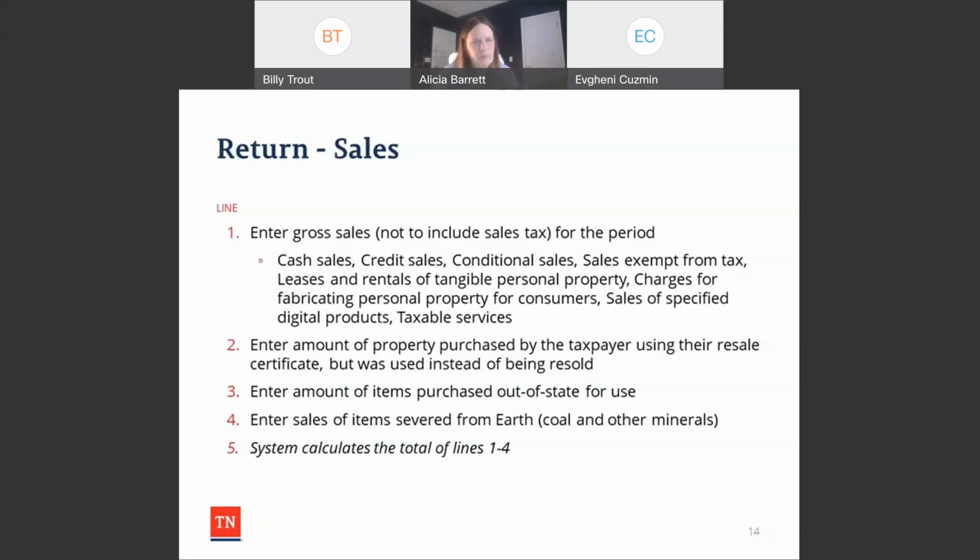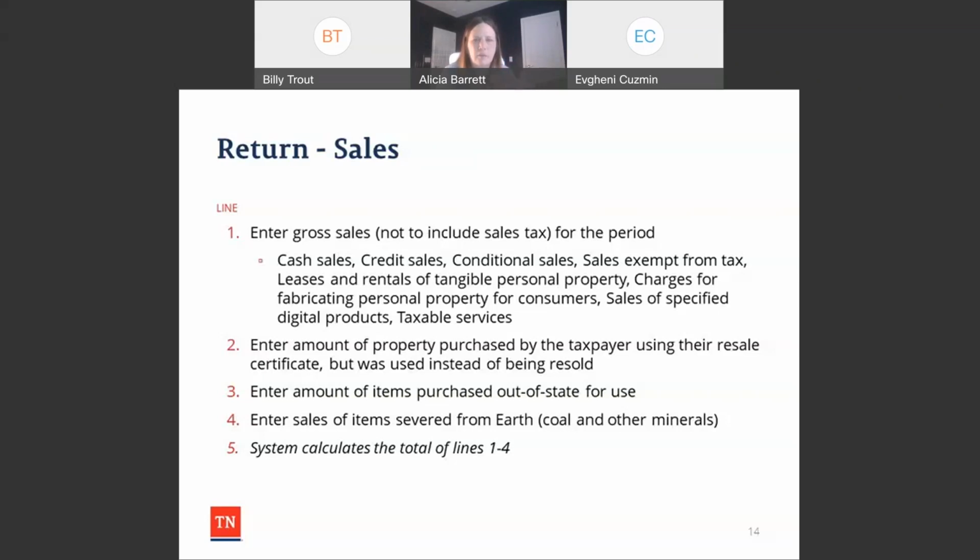And so gross sales are going to include cash sales, credit sales, conditional sales, sales that are exempt from tax, leases and rentals of tangible personal property, and fabricating of personal property for consumers. This is going to be taxable services, specified digital products. All of your gross sales will be entered here.